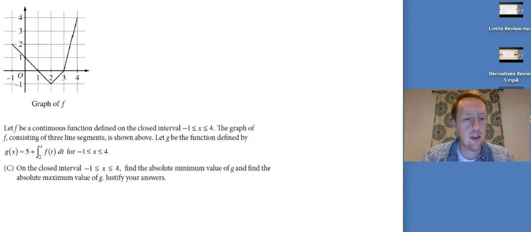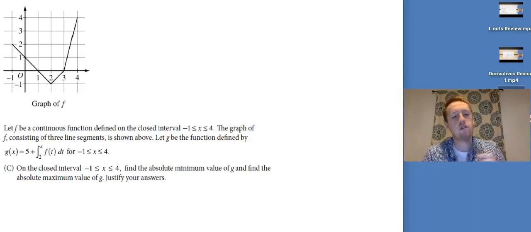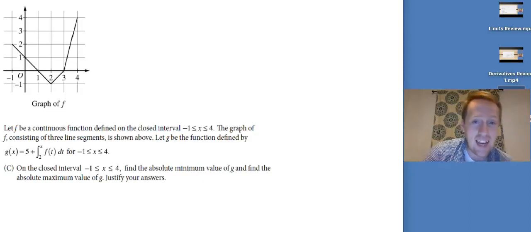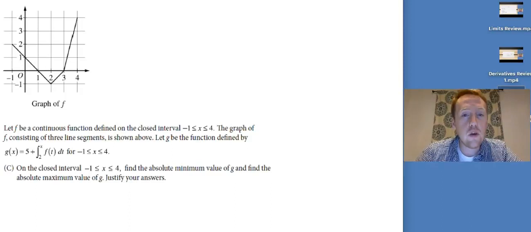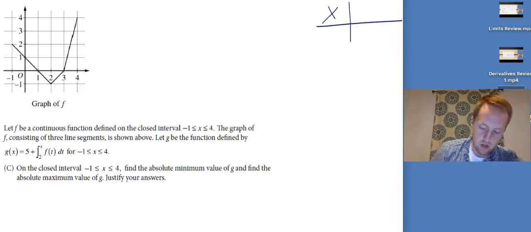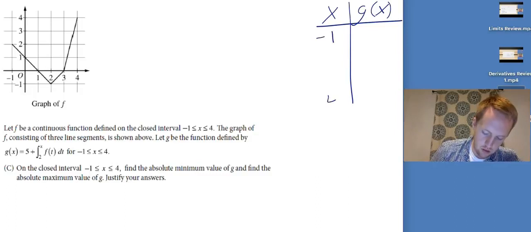Oh, look, it's this thing again. On the closed interval, -1 to 4, find the absolute minimum value of g and the absolute maximum value of g. Justify your answers. Okay, so I've got a closed interval. I need to find the absolute min and the absolute max. That's candidates test. I'm going to plug my endpoints and my critical points into the original function. So I've got the endpoints, -1 and 4. So remember, we got to make this table. But I need to find the critical points as well.